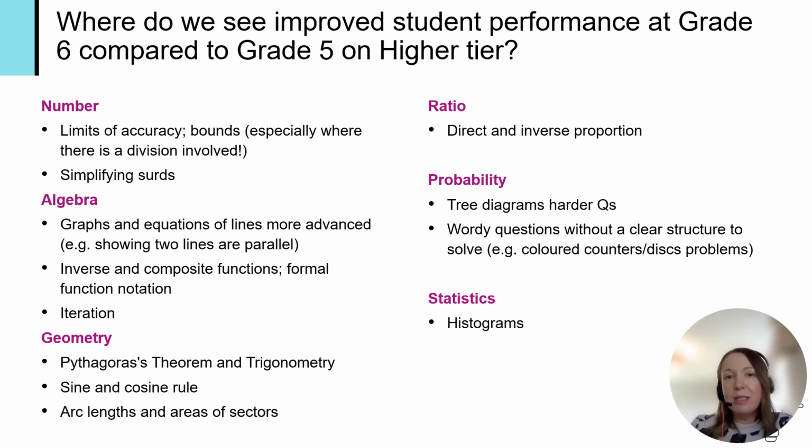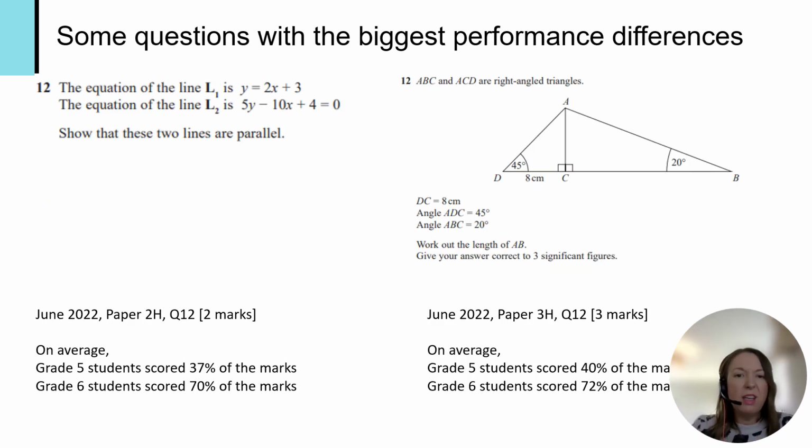In terms of the probability, I've noted here just harder questions. This is usually where the events might be dependent upon one another, or it's a harder probability that they're working out, such as the probability that they lose at least one game. So this may be just a little bit more interpretation they've got to do there. On screen here are a couple of questions that have really big performance differences, just as examples to illustrate the type of questions that we're talking about.